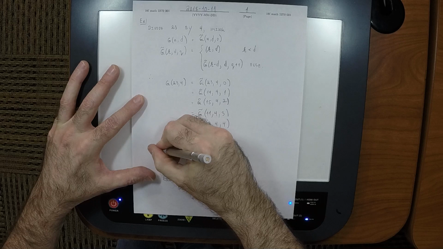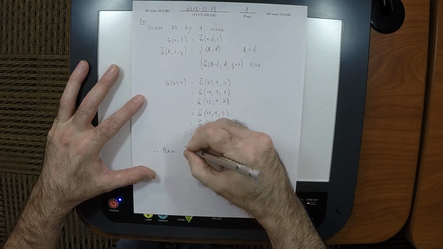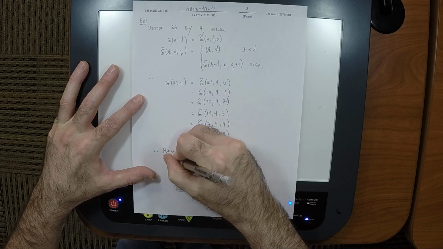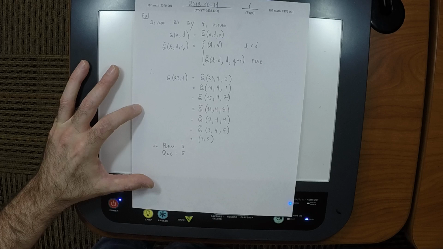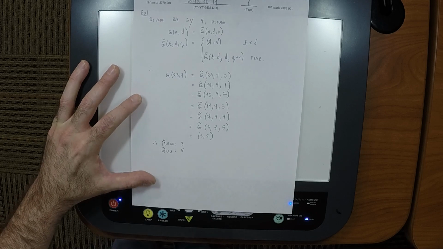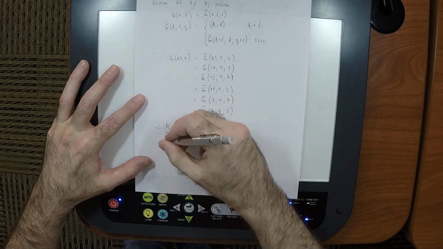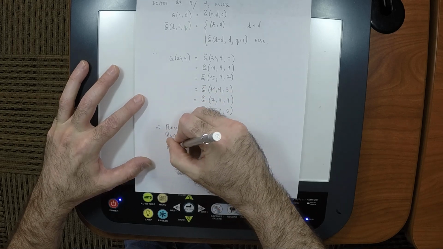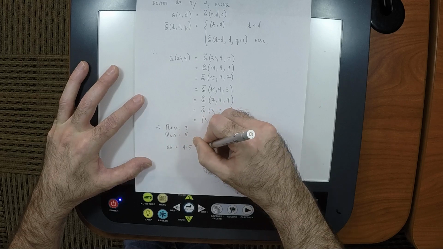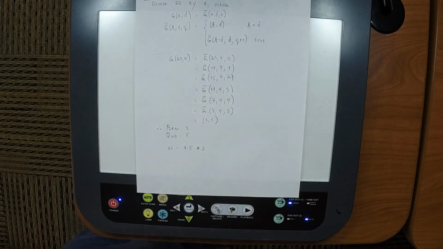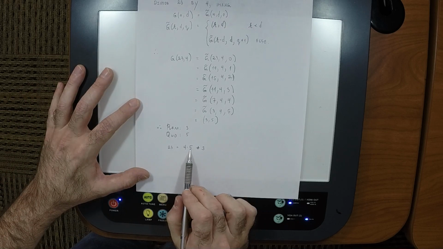So we could say, therefore, the remainder is 3, the quotient is 5, and the Euclidean division is saying that 23 can be represented as 4 multiply 5 add 3. So the dividend is the divisor multiplied by the quotient plus the remainder.